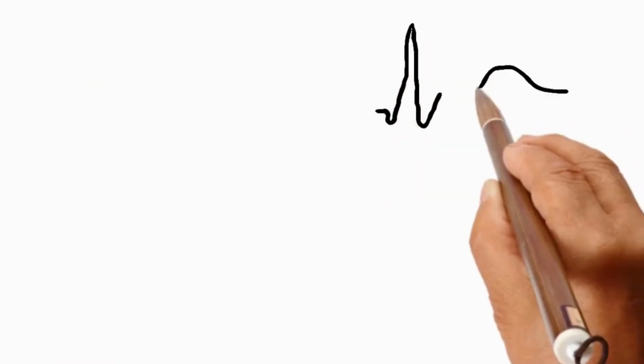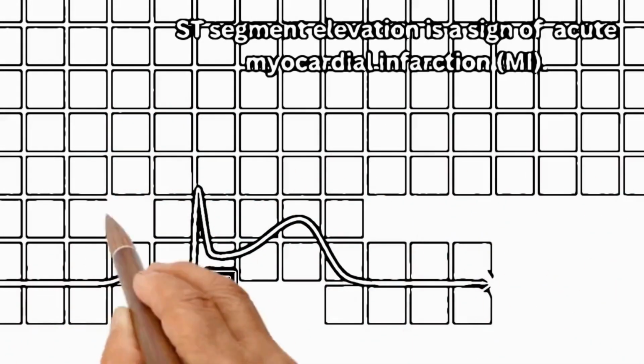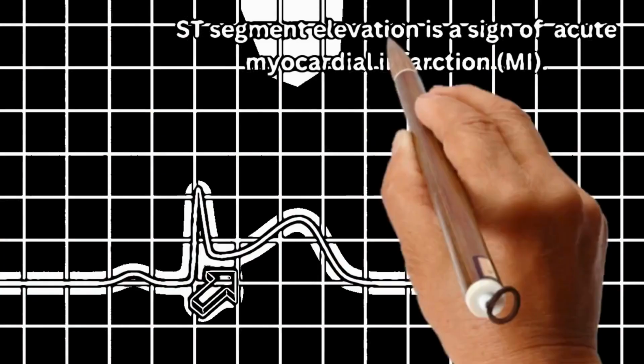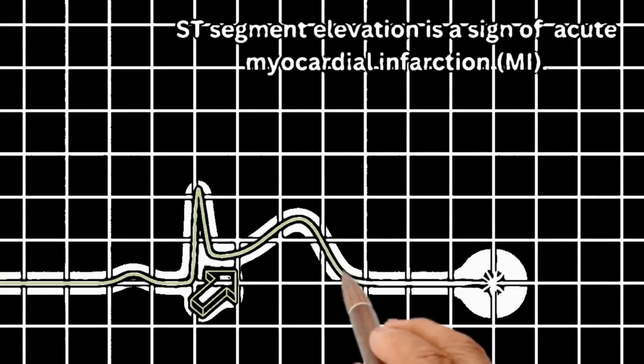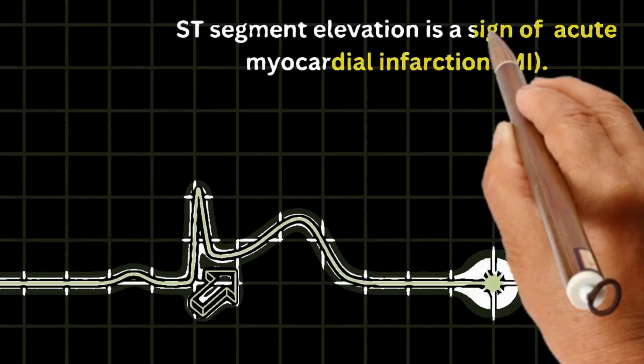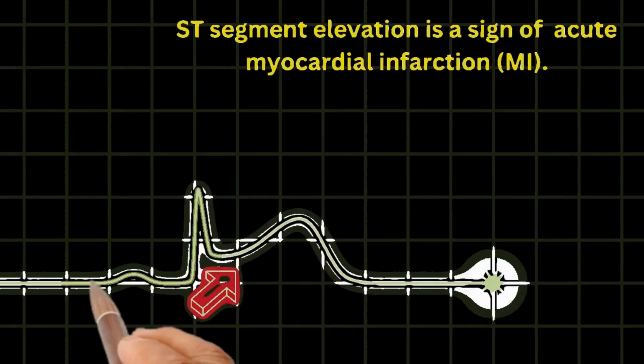of the ST segment. ST elevation is observed in conditions of acute myocardial infarction, which is commonly known as heart attack. In acute myocardial infarction, a part of the cardiac muscle is not receiving enough blood and oxygen, leading to damage to this part, which is known as infarction.